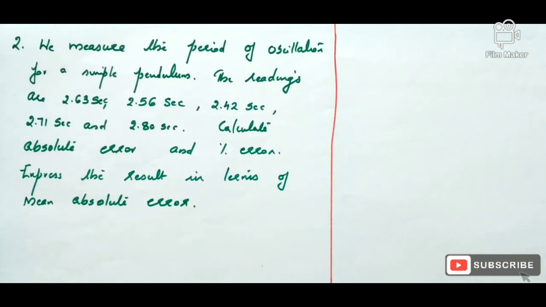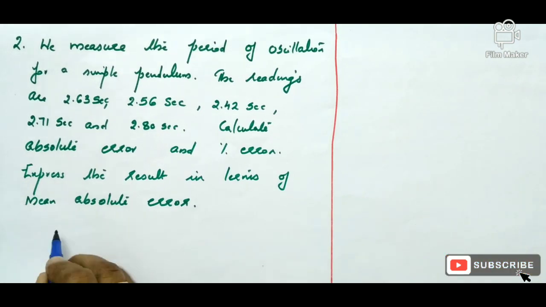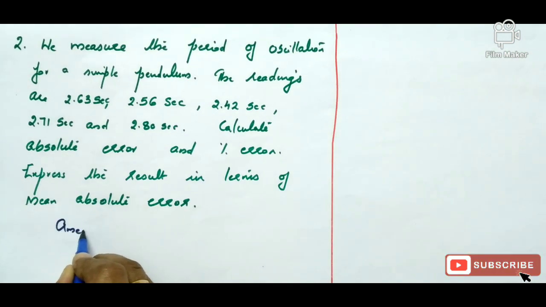We measure the period of oscillation for a simple pendulum. The readings are 2.63 seconds, 2.56 seconds, 2.42 seconds, 2.71 seconds and 2.80 seconds. Calculate absolute error and percentage error. Express the result in terms of mean absolute error. First we can find out the mean value, A mean.